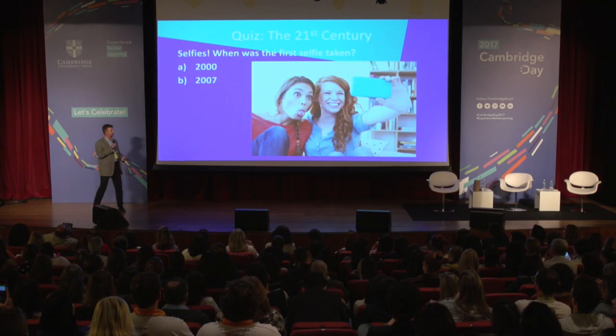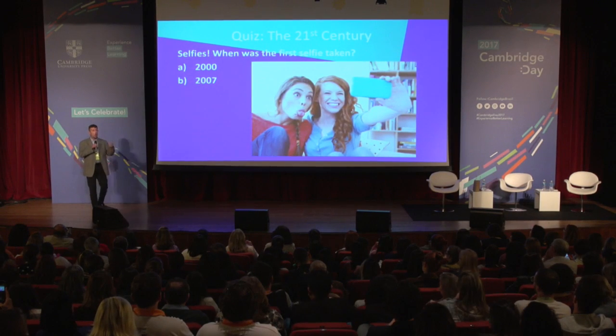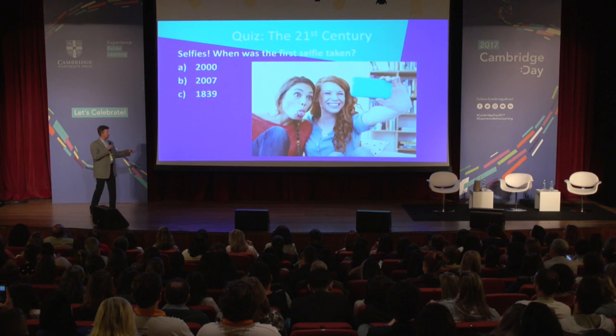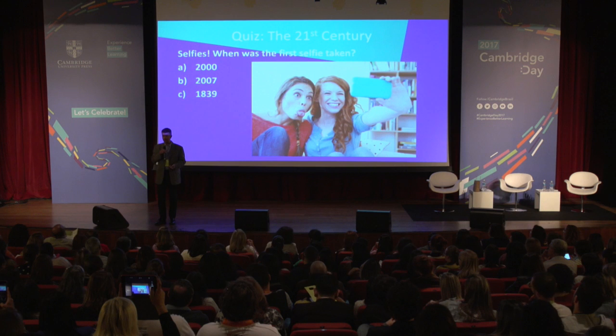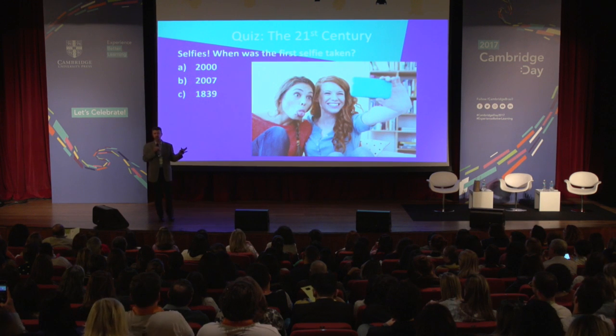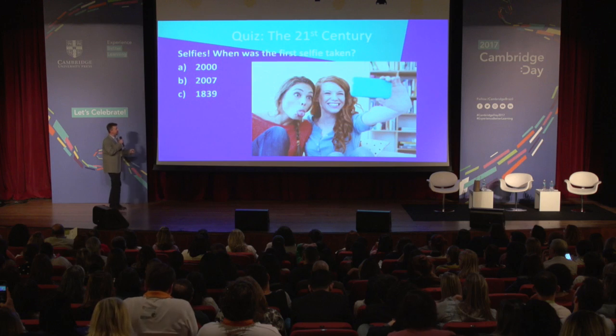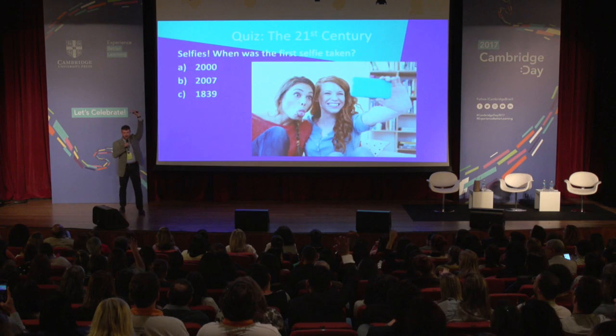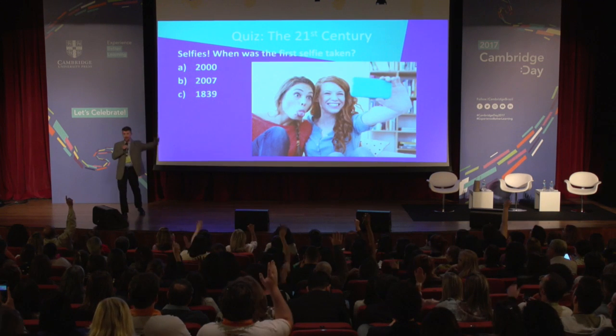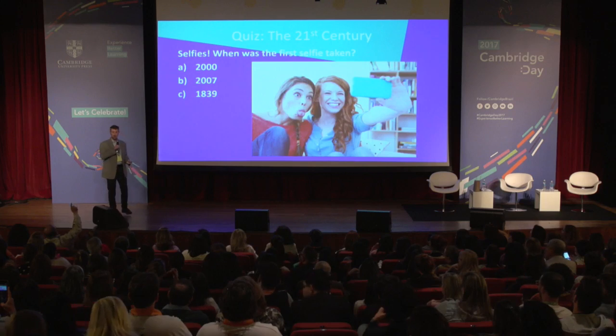What happened in 2007? Some of you got it. Yes, the first iPhone was released. Only 8 years ago. Seems longer. Okay, 2007. Or C, 1839. What happened in 1839? I don't know. I was only 2 years old. Okay, so your choices. Who thinks A, 2000? No? Okay. B, 2007. Or C, 1839. Okay, it's such a strange answer, it might just be true, right?